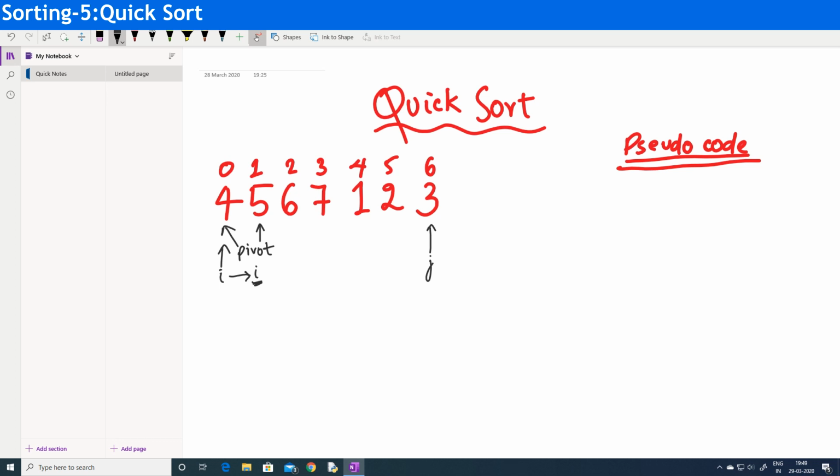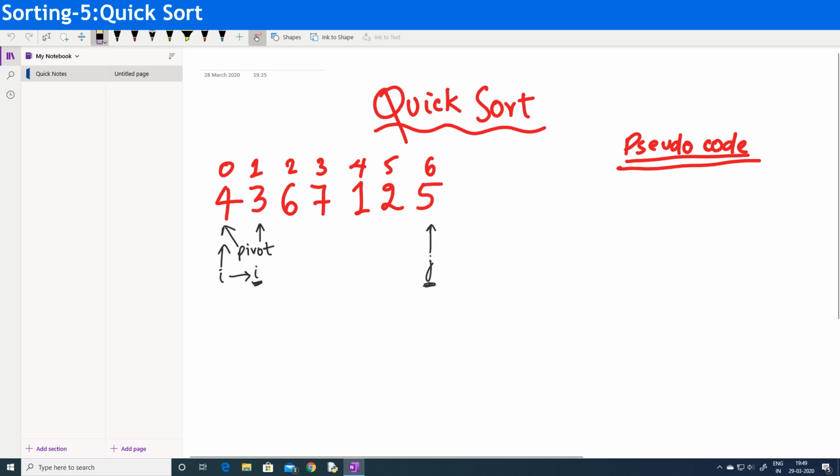And now we advance j. Now j, we observe that 3 is less than 4. So j need not move further, it should stop. So j is also stopped here. So what do we do? We just swap the elements at I and j. So 3 comes here and 5 comes here.